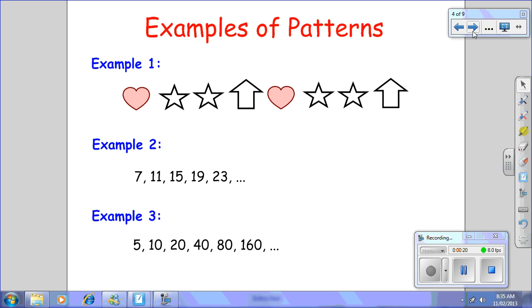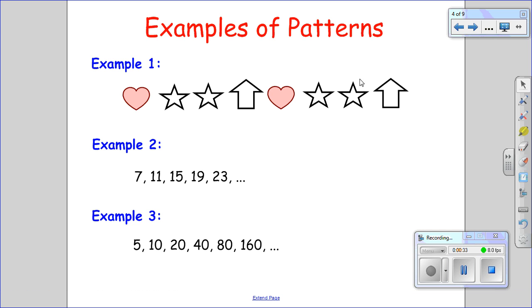The first pattern starts with a heart, followed by 2 stars and an upwards arrow, and then those same 4 symbols are repeated again. In example 2, it's a list of numbers: 7, 11, 15, 19, 23. And hopefully you've caught on to a pattern, but we're going to talk about that in a few minutes. And example 3 is 5, 10, 20, 40, 80, and 160.